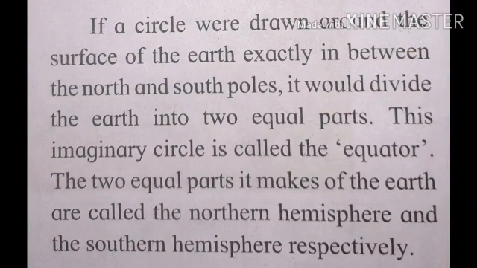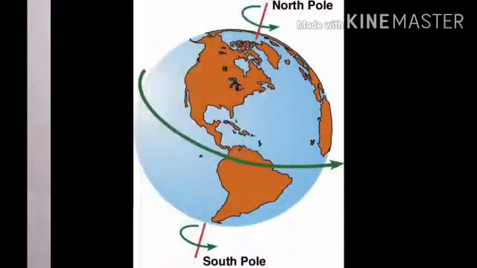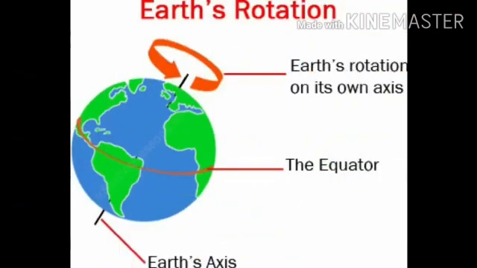If a circle were drawn around the surface of the Earth exactly in between the North and the South Pole, it would divide the Earth into two equal parts. This imaginary circle is called the equator. The two equal parts it makes of the Earth are called the Northern Hemisphere and the Southern Hemisphere respectively. As we have seen the North Pole and the South Pole, here the circle has been drawn around the surface of the Earth exactly in between them. What you can see exactly in between is the equator.